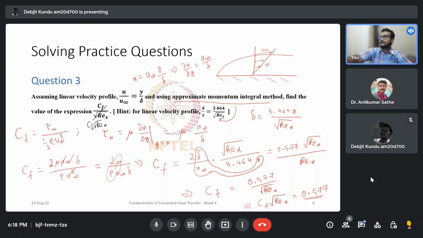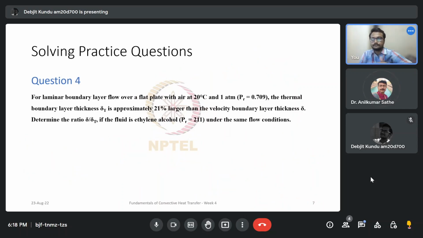Let's move on to the next question. Question number 4 says that for laminar boundary layer flow over a flat plate with air at 20 degrees Celsius and 1 atmospheric pressure, the Prandtl number is given, equal to 0.709. The thermal boundary layer thickness delta T is approximately 21% larger than the velocity boundary layer thickness delta. Determine the ratio delta by delta T if the fluid is ethylene alcohol, a different fluid whose Prandtl number is also given, but under the same flow conditions.